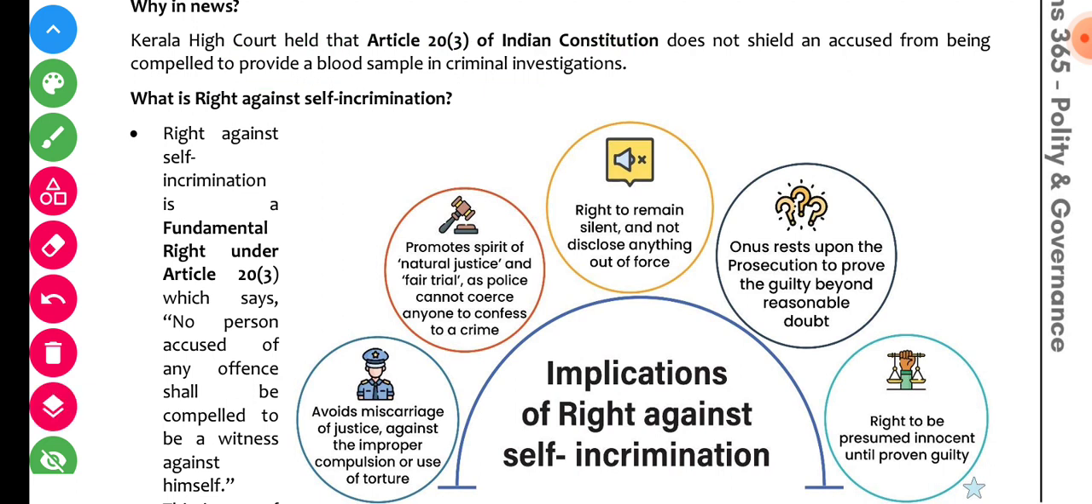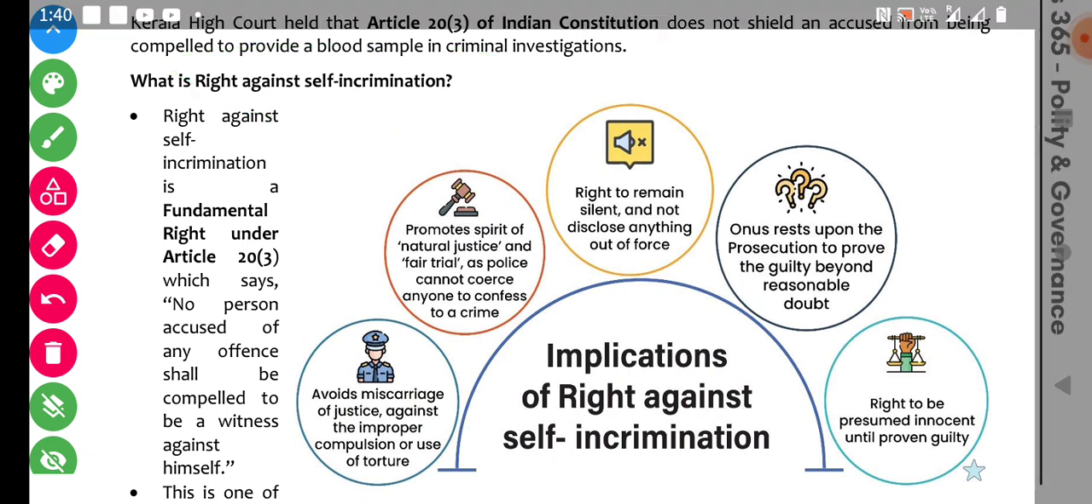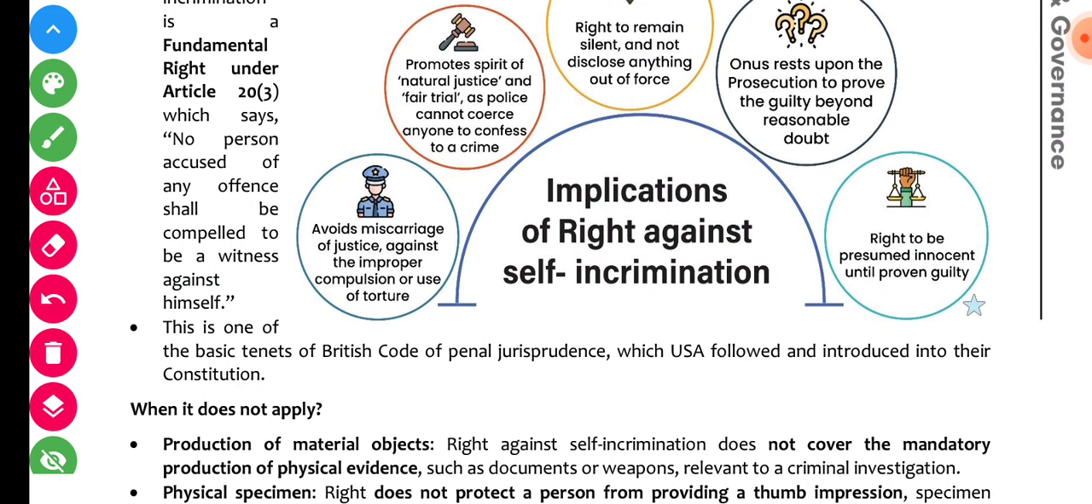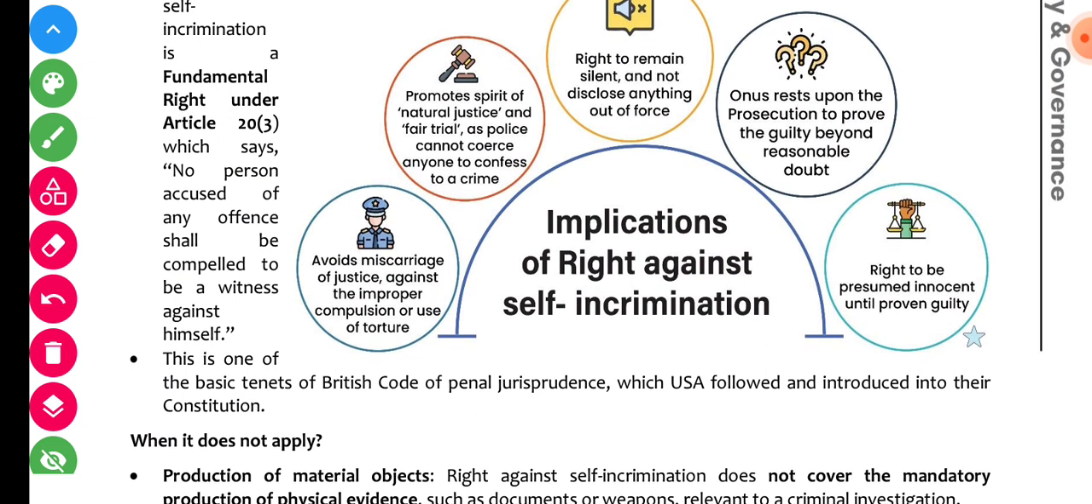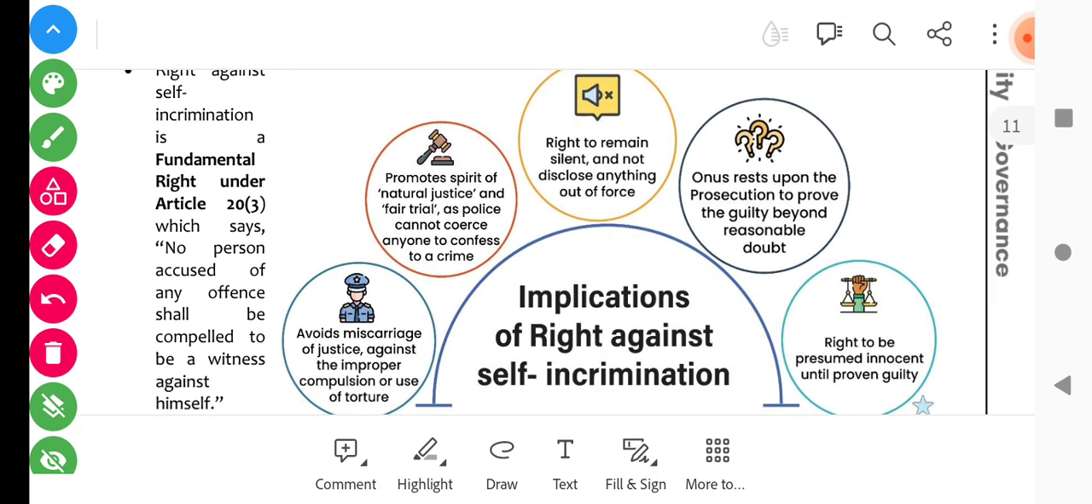And what is the right against self-incrimination? The right against self-incrimination is a fundamental right under Article 20 Clause 3, which says no person accused of any offence shall be compelled to be a witness against himself. This means no person can be detained without any evidence, and no person accused of any offence shall be compelled to be a witness against himself. It means here that no person can be compelled to be a witness against himself, okay.